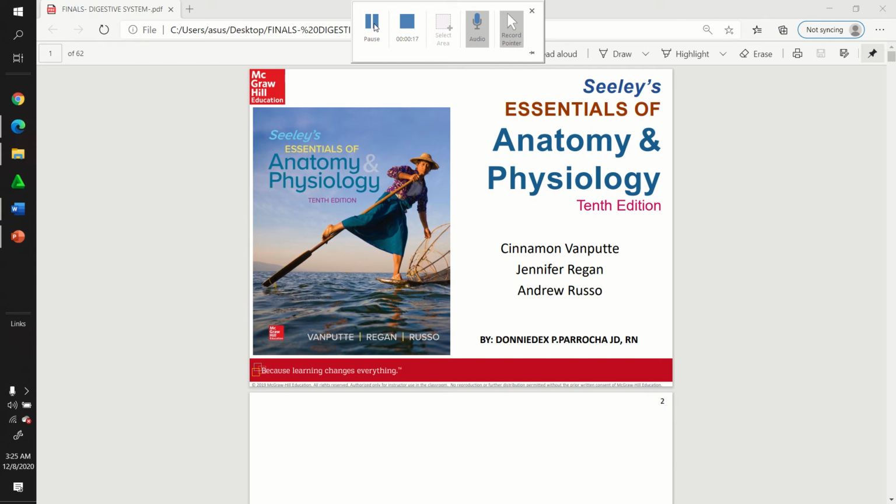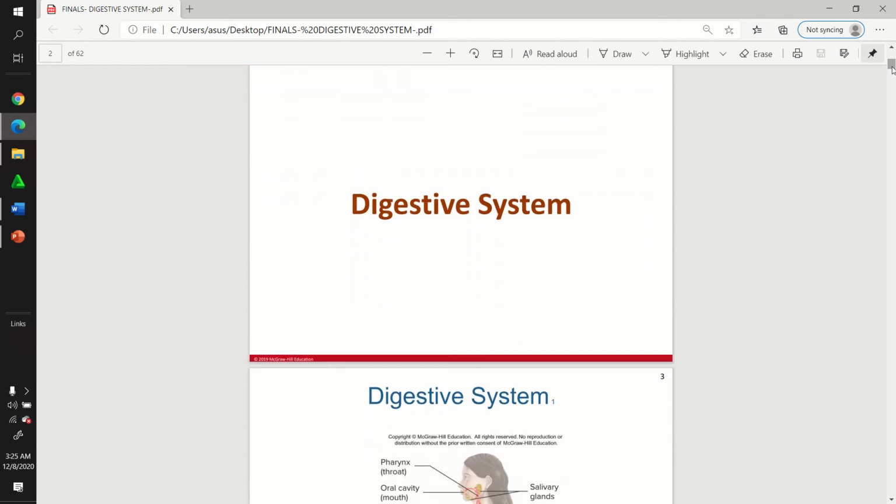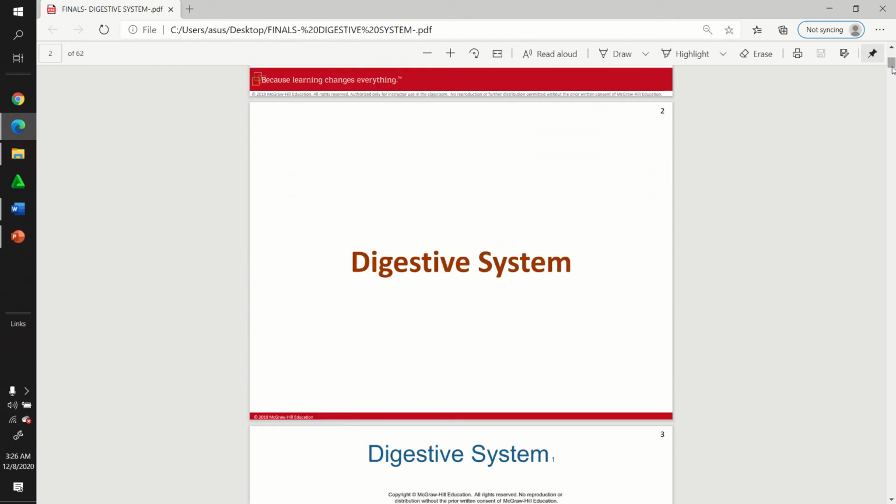What about your digestive system? Digestion is the breakdown of large organic molecules into smaller molecules that can be absorbed. The digestive system performs the task of digestion. What are the functions of your digestive system?